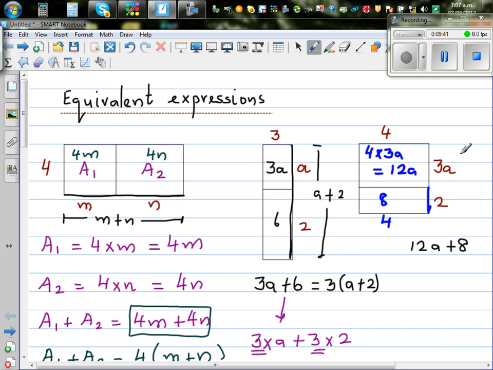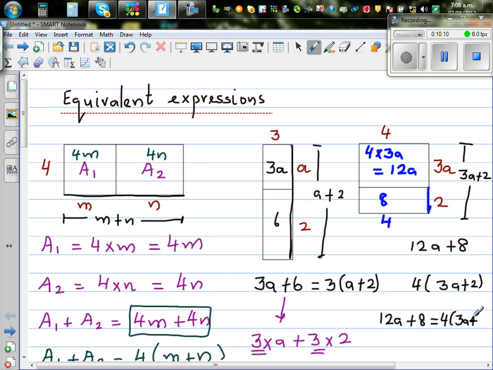Or if you think in a different way, the height of the whole rectangle is 3a plus 2. So you can write the same thing as 4 times, bracket means times, (3a plus 2). So we can say 12a plus 8 is the same as writing 4 times (3a plus 2).